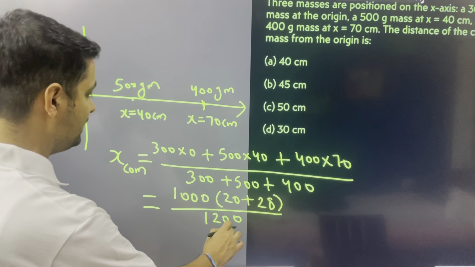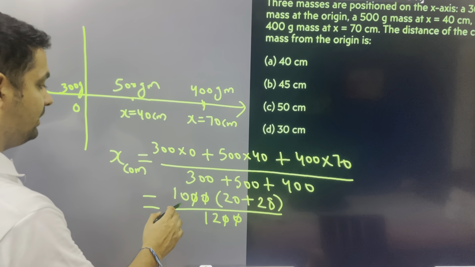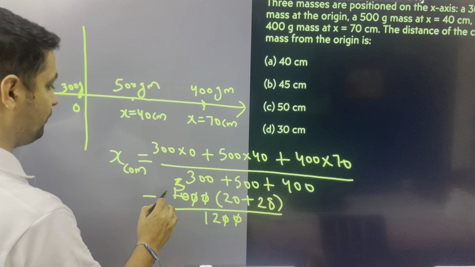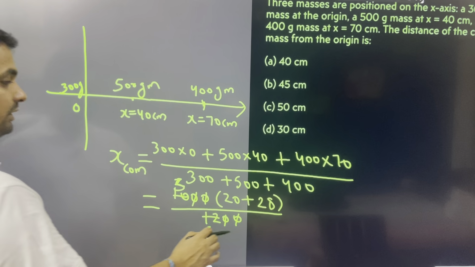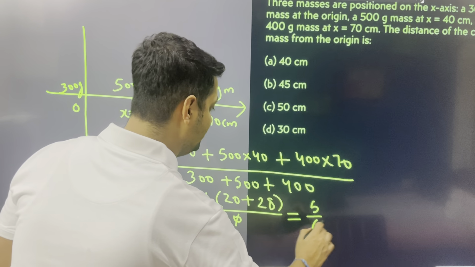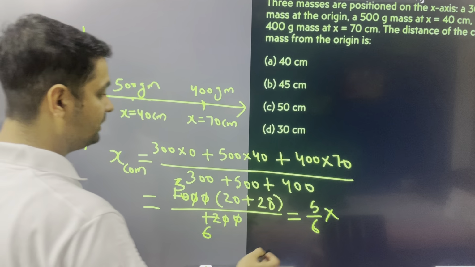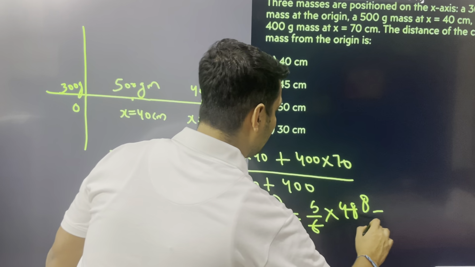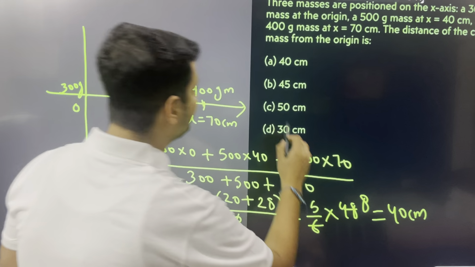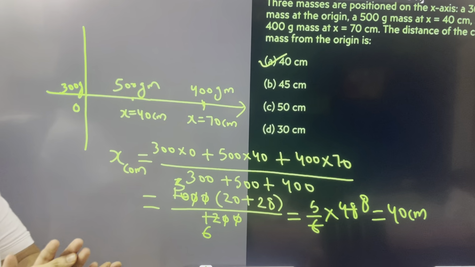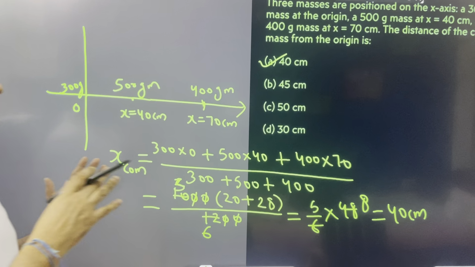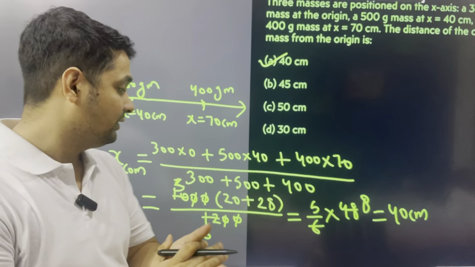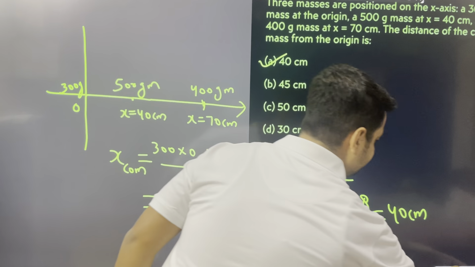1200. Okay, this 0 cancels out. So we can write this as 5 by 6 into 48. 8 times 8 into 5 is 40 centimeter. So we will get the answer 40 centimeters. So option A is correct. I think you understood this. I just used the basic concepts here, and I found the x center of mass. Okay. Now we'll go for the next question.